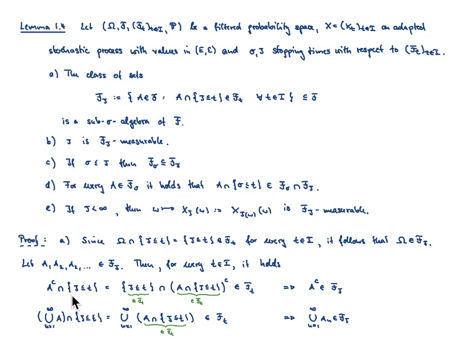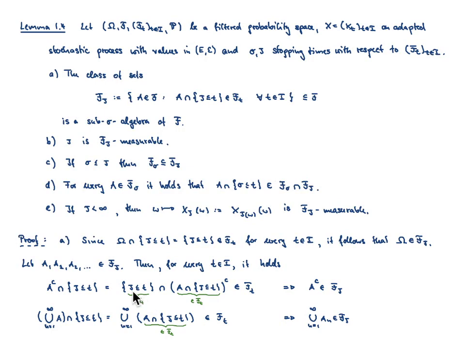Namely, I claim that this event is equal to the event that tau is less than or equal to t intersected with the complement of the event that A intersected with the event that tau is less than or equal to t. Why is that true? Well, let's apply De Morgan's theorems, which means that we can also take the complement inside. So we get here A complement, then we have to replace the intersection by the union, and we also get the complement of this event here.